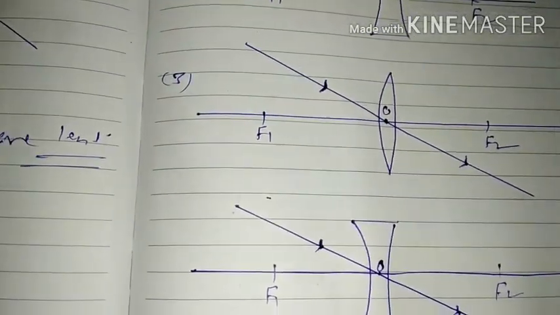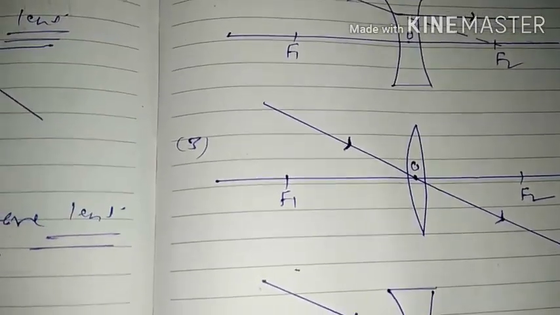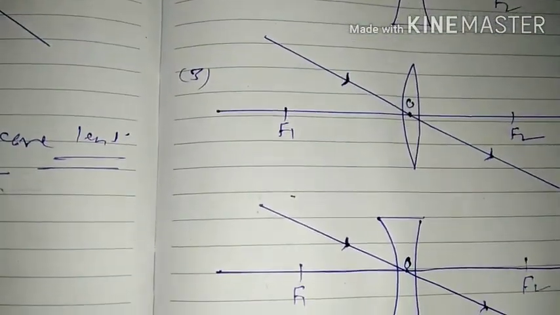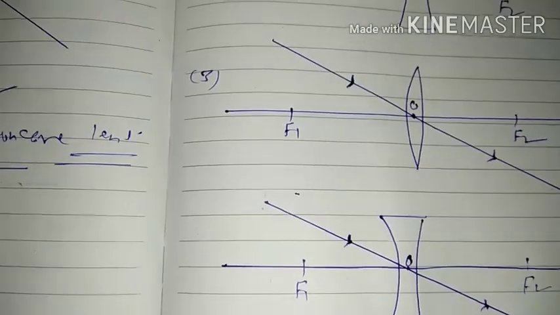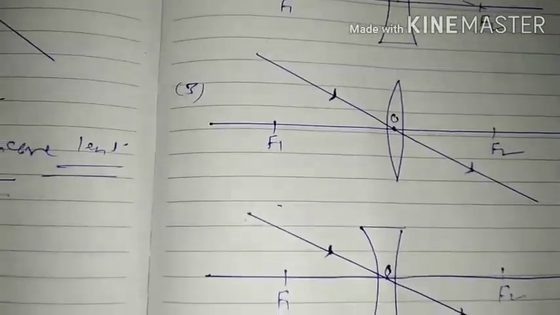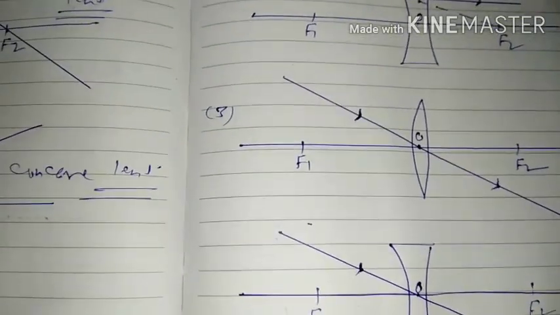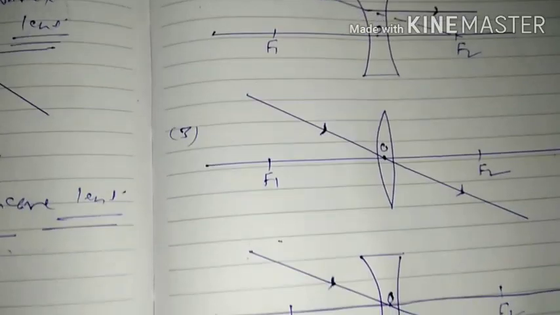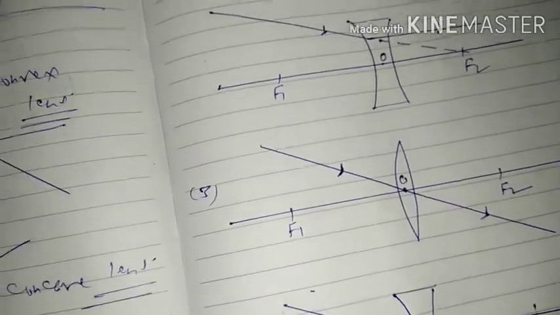Now, we shall see image formation by concave lens and convex lens one by one. So, dear students, in our next lecture, we shall see image formation first by convex lens, and then image formation by concave lens. We shall also see the uses of convex lens and concave lens.